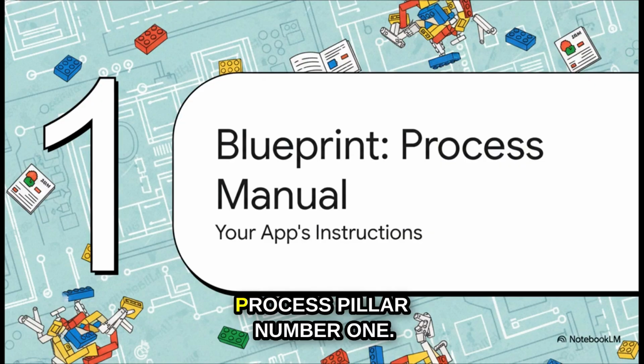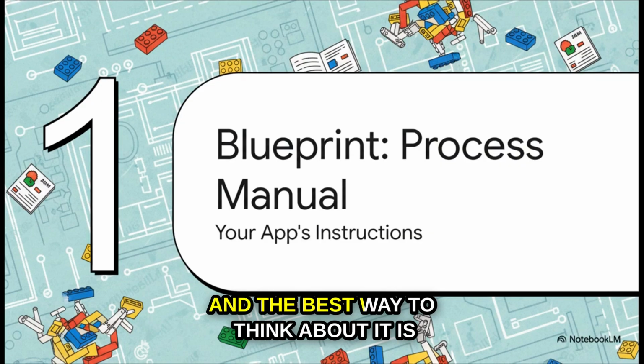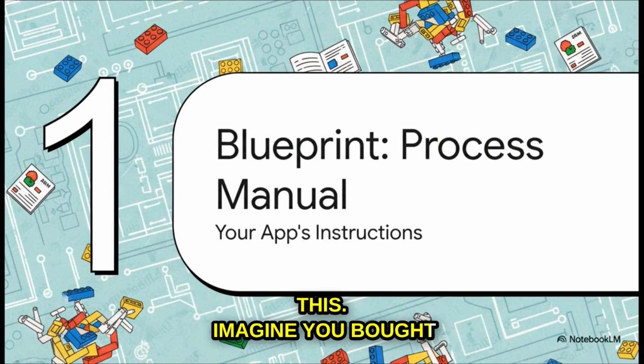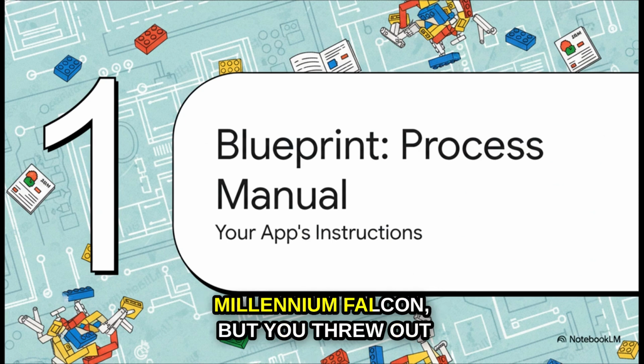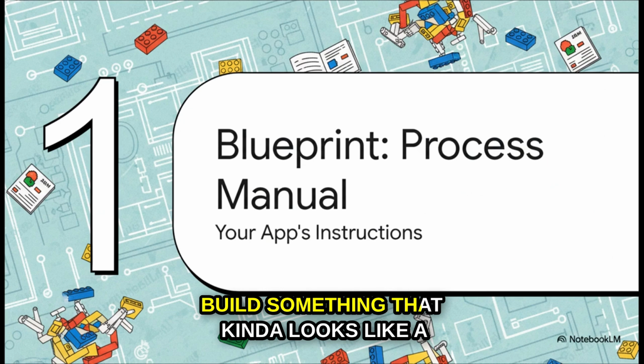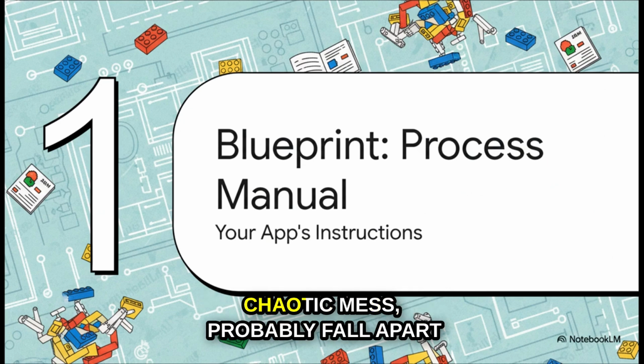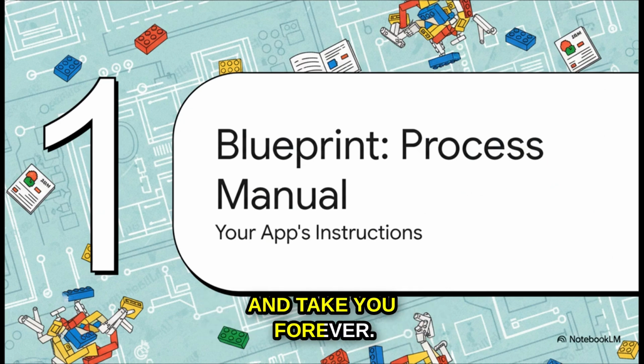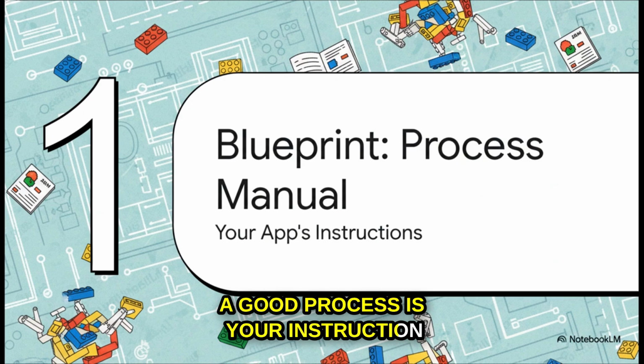Okay, first up, process. Pillar number 1. And the best way to think about it is this. Imagine you bought that giant 1,000-piece Lego Millennium Falcon, but you threw out the instructions. You might, eventually, build something that kinda looks like a spaceship, but it'll be a chaotic mess, probably fall apart, and take you forever. A good process is your instruction manual.